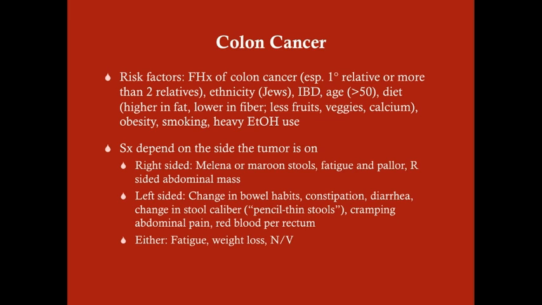They also have cramping abdominal pain, and that's because of the blockage and the occlusion. And then they can also have red blood per rectum, which we wouldn't see in right-sided masses. Both of them can have fatigue, weight loss, nausea, and vomiting. That's just related to cancer.